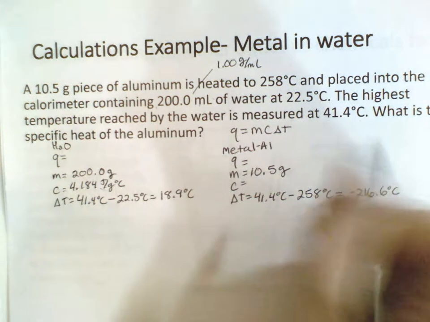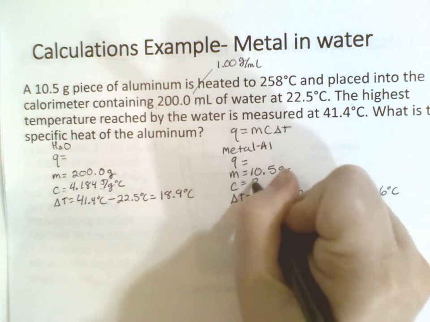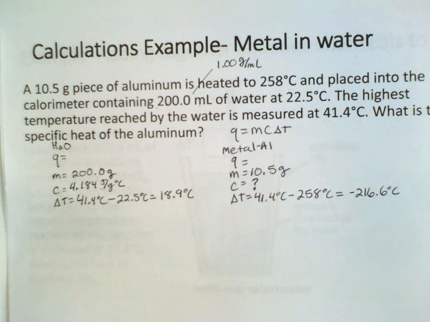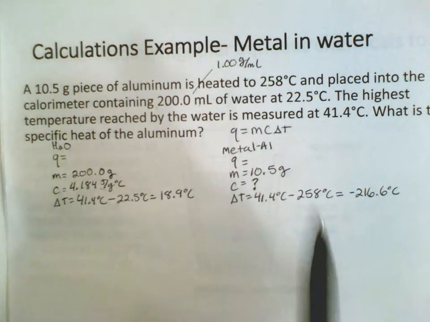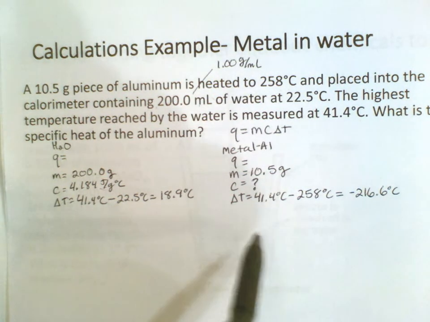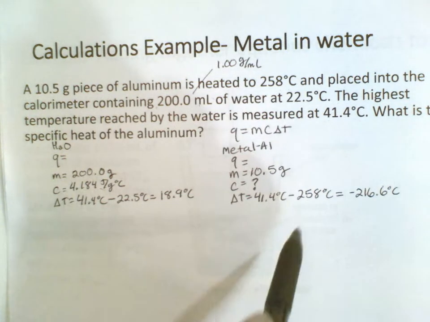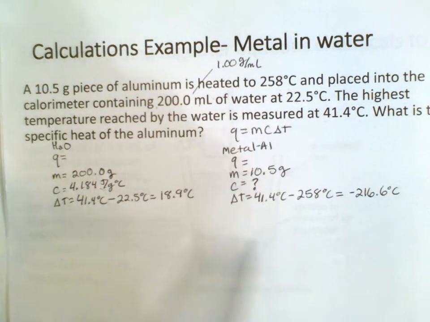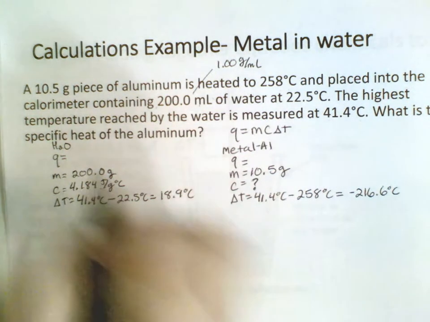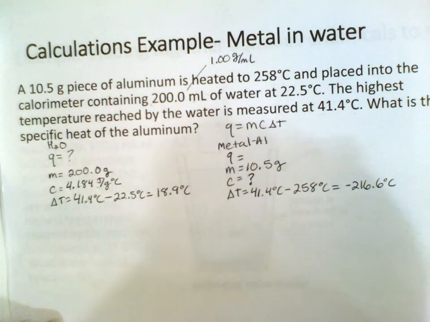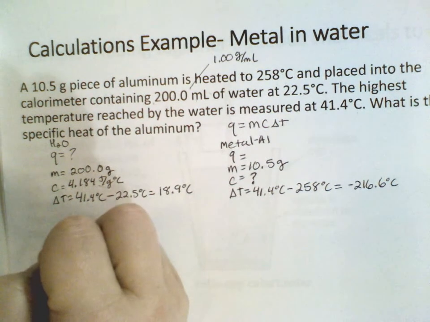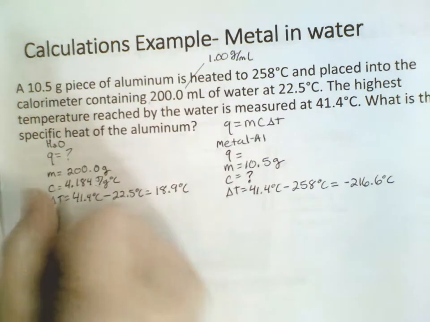Our question is asking for the specific heat of our metal, so that's C, so we don't know that part. So looking at these two situations, we don't have heat for either of them, but for the metal we also don't have its specific heat. So we can't do any calculation for the aluminum right now, but we can calculate for the water. We can find the amount of energy that the water is giving off or taking in.